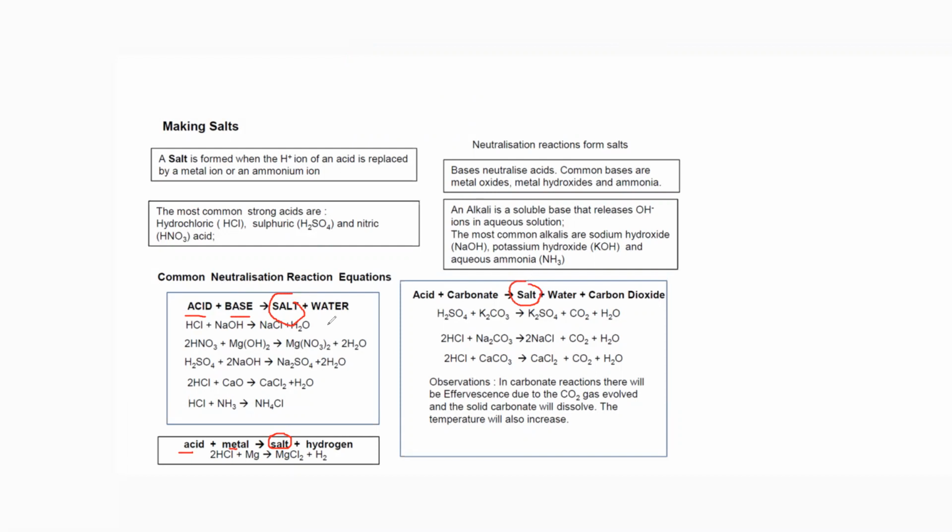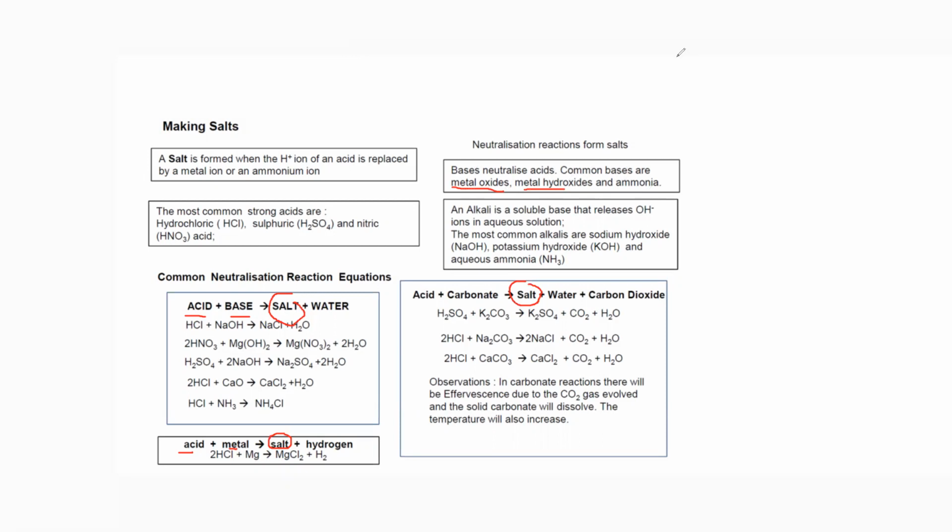And acid plus base, where the base can be a metal oxide or metal hydroxide. So the base neutralizes the acid. The common bases are metal oxides or metal hydroxides. Both refer to bases. But a hydroxide which can dissolve in water as well, we call an alkali. So all alkalis are bases, but not all bases are alkalis.